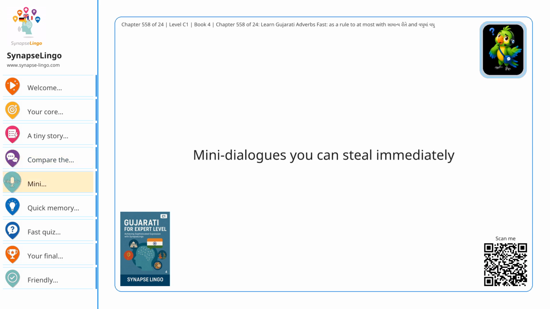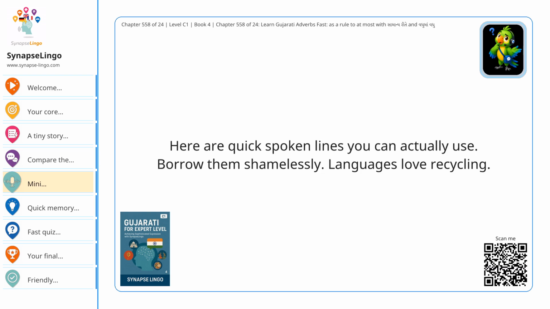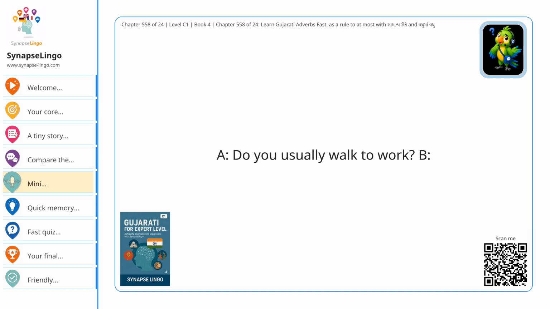Mini dialogues you can steal immediately. Here are quick spoken lines you can actually use. Borrow them shamelessly. Languages love recycling. A: Do you usually walk to work? B: સામાન્ય રીતે. Yes. A: Are the shops open on Sunday? B: મોટા ભાગે. Yes. A: Was the crowd mixed? B: It was મુખ્યત્વે students.